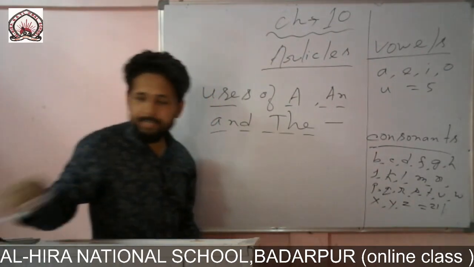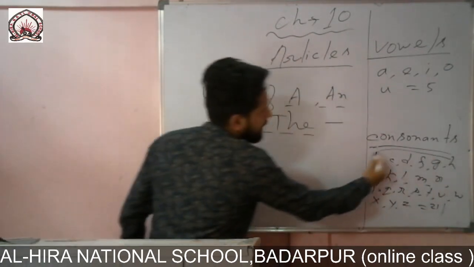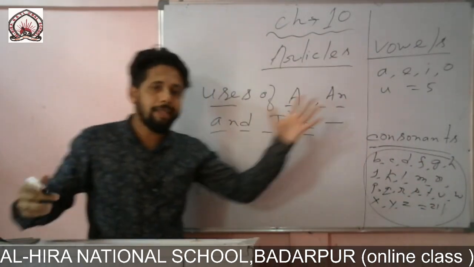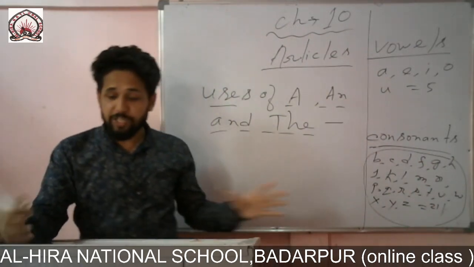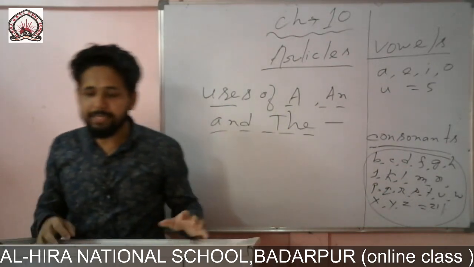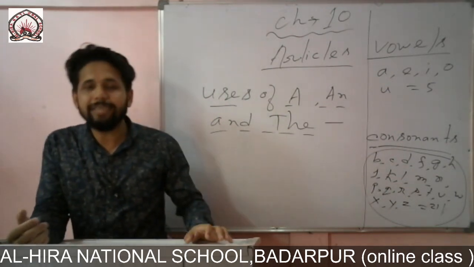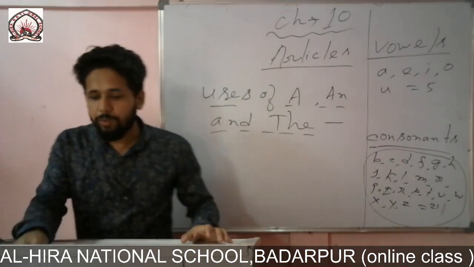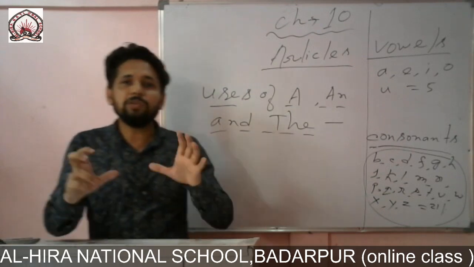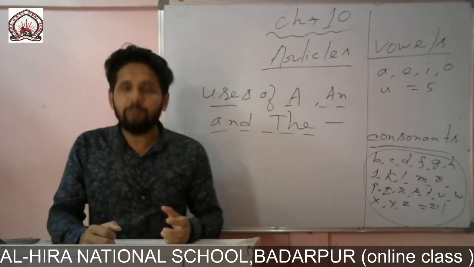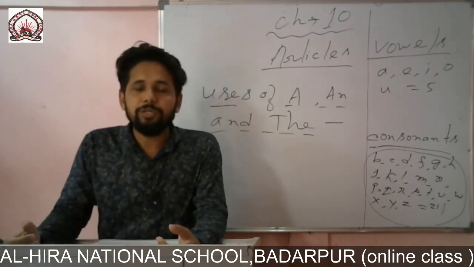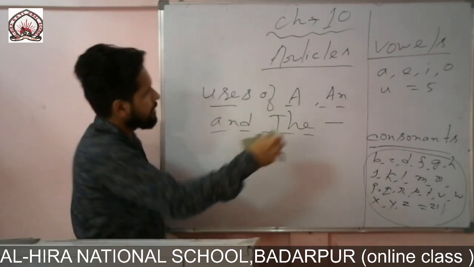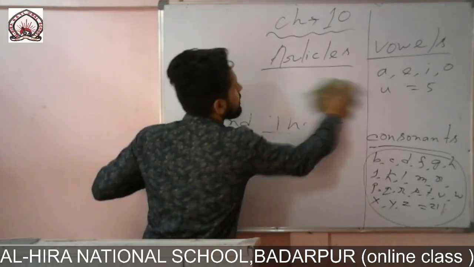As I said in the very beginning of this class, apart from the vowels, the rest of all the letters are what? Consonants. So here you see the rule: A is used before a singular countable noun which gives a consonant sound. Or we can say that A is used before the words beginning with a consonant. Now let me give an example here.